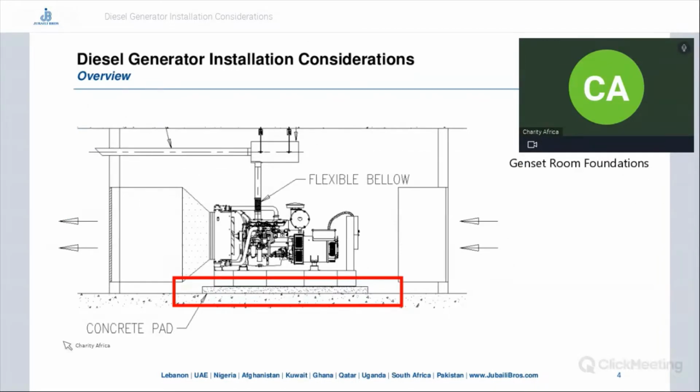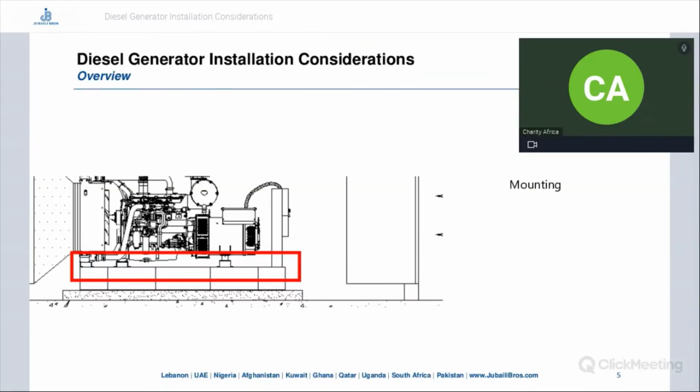For the genset room foundations, we will be discussing the recommended foundation pad for the gensets and how to calculate the foundation pad dimensions required. The mounting system is an important part of the installation as this will provide adequate support in order to avoid any mechanical failure.